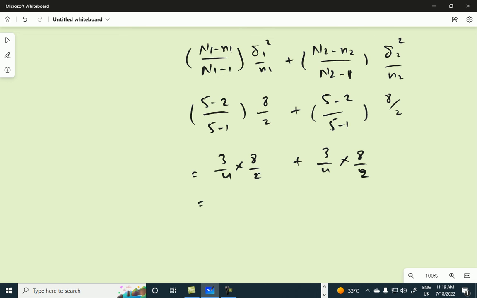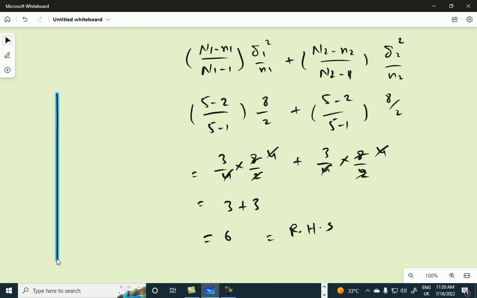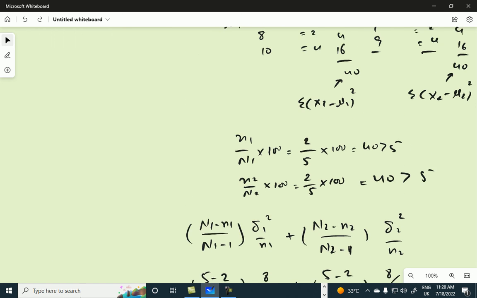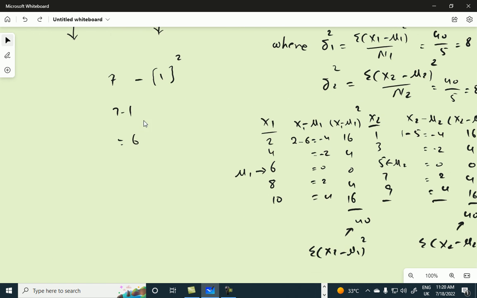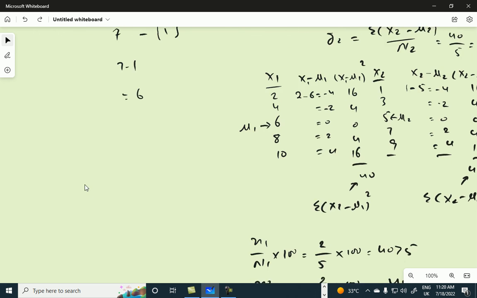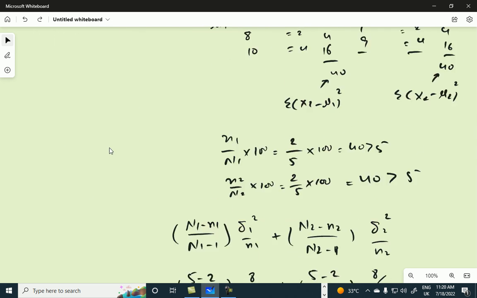This is equal to 4, and 4 will cancel out with 4. So, this is equal to 3, and the sum is equal to 6. This is the right hand side, and you can also see the left hand side is also equal to 6. The left hand side is equal to 6 and also the right hand side is equal to 6. So, it is verified.